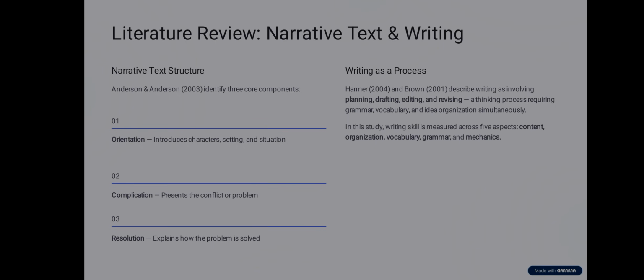Furthermore, writing is viewed as a process. According to Harmer and Brown, writing involves several stages, including planning, drafting, revising, and editing. Therefore, writing requires not only linguistic knowledge but also the ability to organize ideas effectively. In this study, students' writing skill will be assessed based on five aspects: content, organization, vocabulary, grammar, and mechanics.